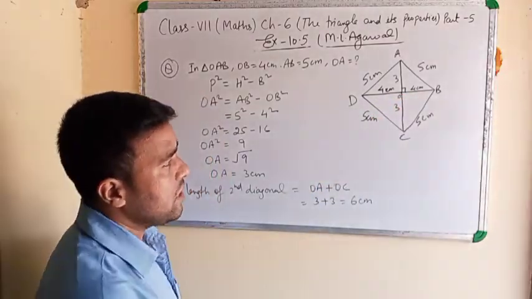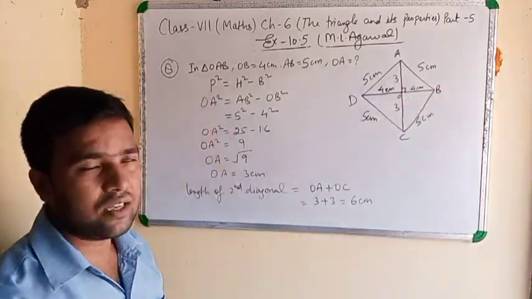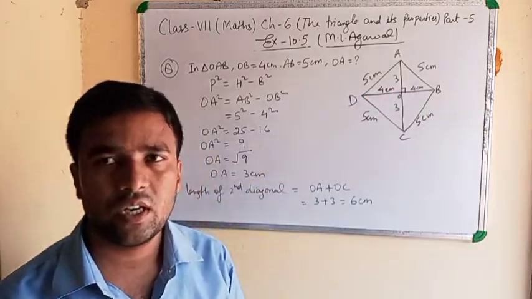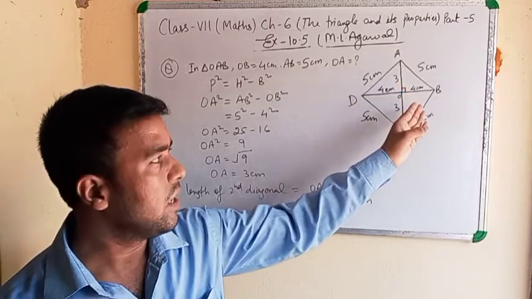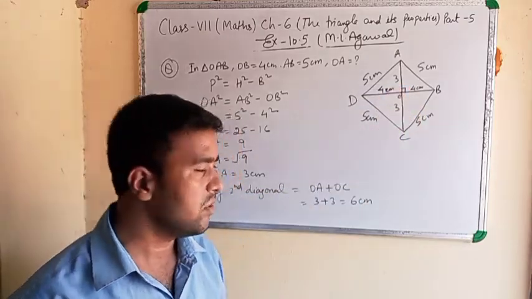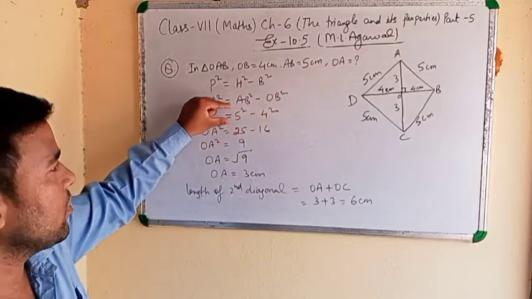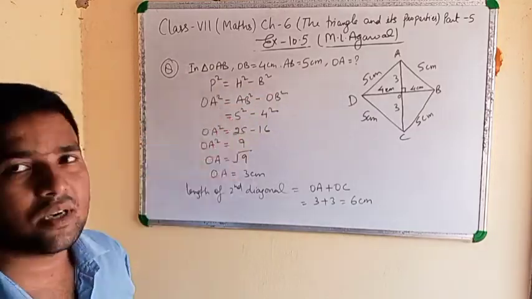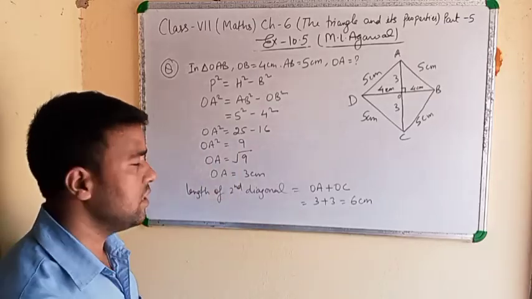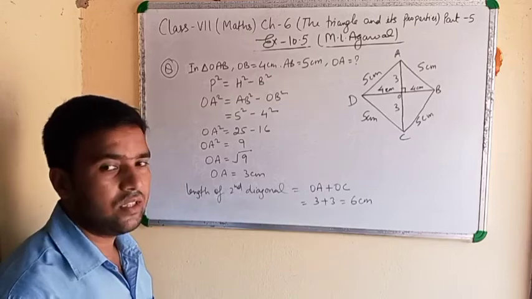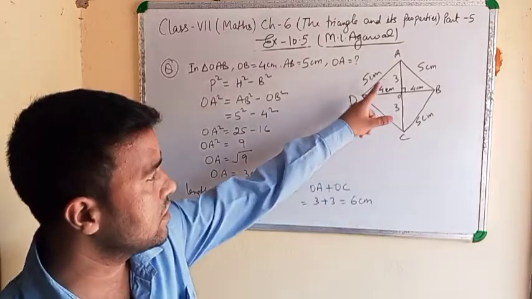Clear? When we make a diagonal, we get 4 triangles. The triangle AOB. Clear? We have taken OAB. After that we get OA equal to 3. When we do the solution, OA square equal to AB square minus OB square. 5 square minus 4 square. 25 minus 16 means 9. OA equal to square root 9. It is the square of 3. Clear? Length of second diagonal equal to OA plus OC. It is 3. It is also 3.